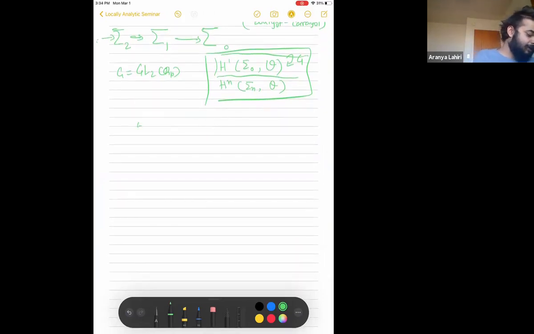Okay, and then I want to mention this because I have a vested interest in this, and I think so does Akash. The Orlik-Strauch functor produces a lot of interesting locally analytic representations.